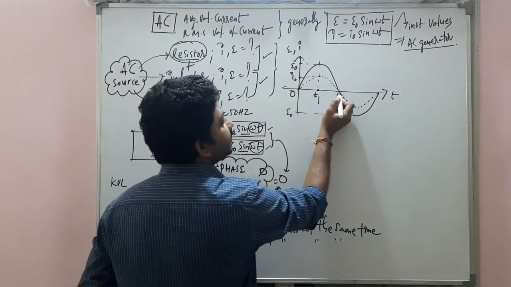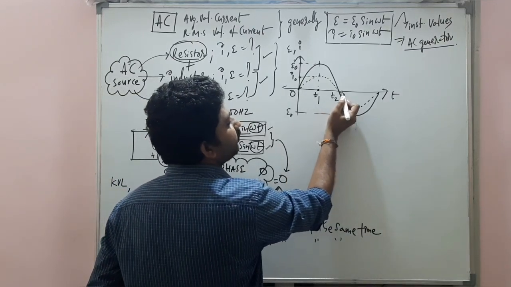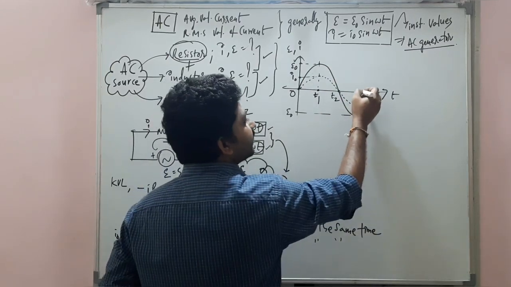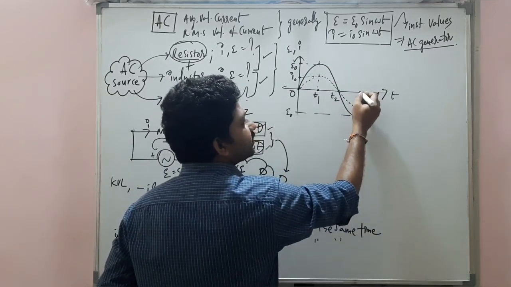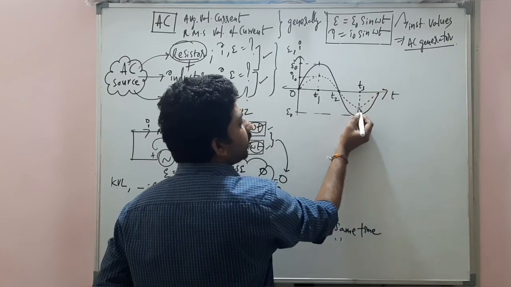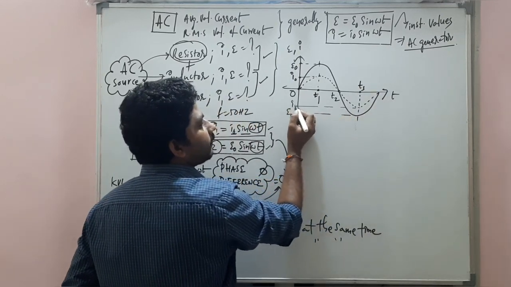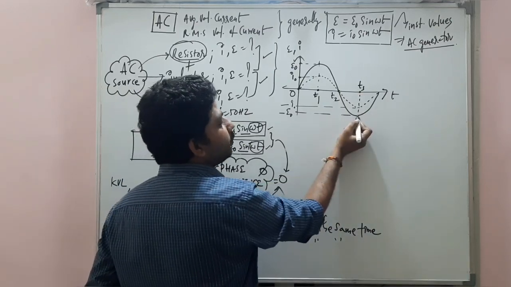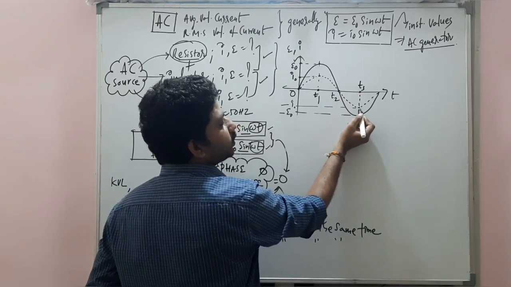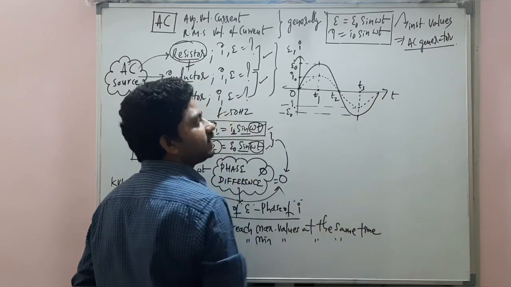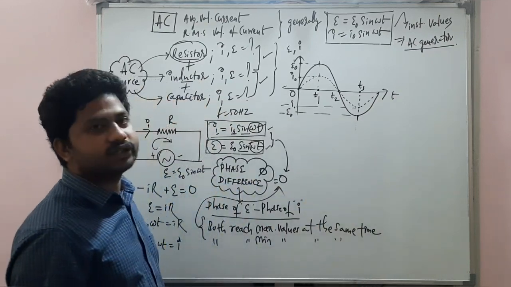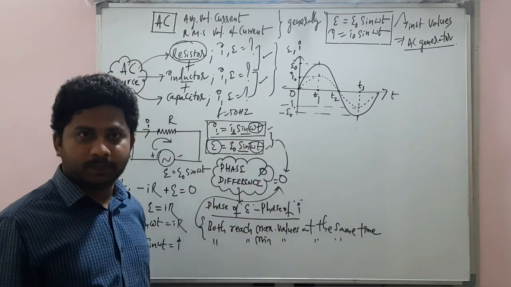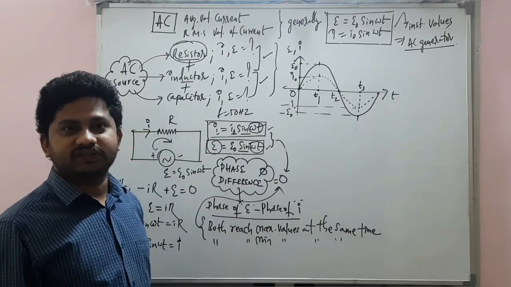See here. So this is the time t2 where both current and EMF values are reaching 0. And this is the time t3. Carefully see, my dear students. This is the time t3 where, at the same instant, both the functions, both the current and the instantaneous EMF values, are reaching the negative peak values. That's called the phase difference is 0.